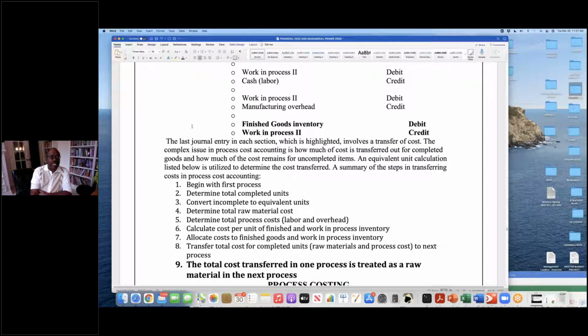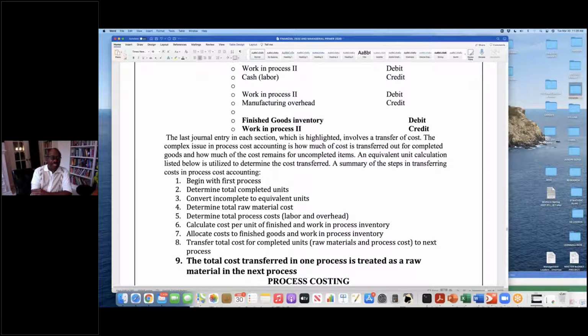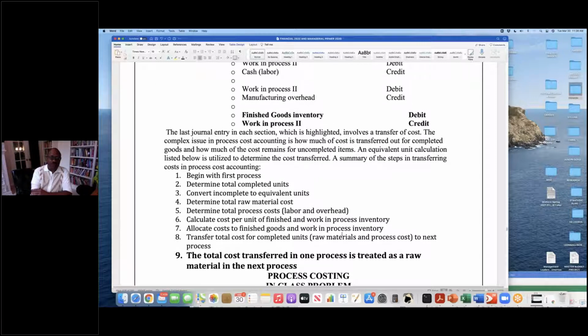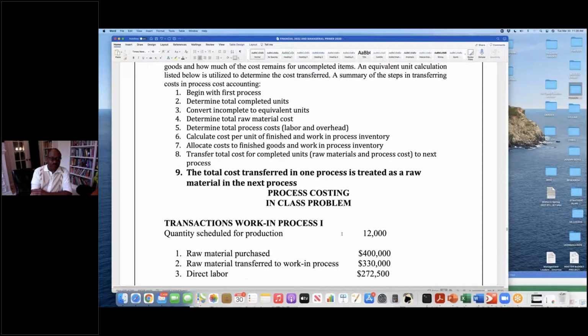So it says we begin with the first working process. We determine total completed units, convert the completed units to equivalent units, determine raw materials cost, determine total process cost, calculate the cost per unit of finished and working process inventory, allocate cost of finished goods and working process inventory, and transfer total cost to the next process. The total cost transferred in one process is treated as a raw material in the next process.